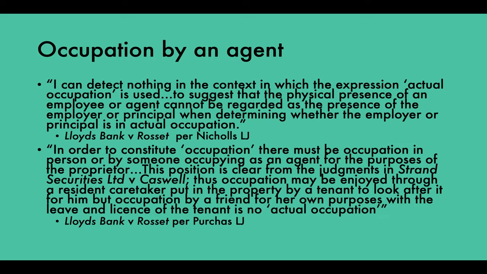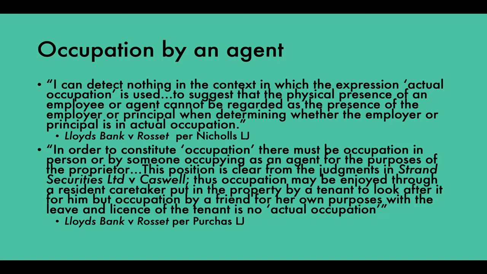I can detect nothing in the context in which the expression actual occupation is used to suggest that the physical presence of an employee or agent cannot be regarded as the presence of the employer or principal when determining whether the employer or principal is in actual occupation. In order to constitute occupation, there must be occupation in person or by someone occupying as an agent for the purposes of the proprietor. This position is clear from the judgment in Strand Securities and Caswell.